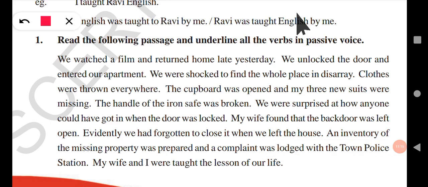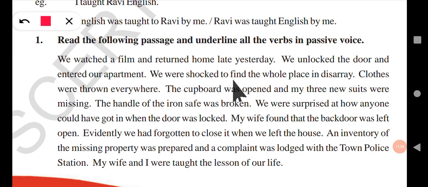See, look at this. We watched a film and returned home late yesterday. Watched the film, returned home. Sentence is in active voice. We unlocked the door and entered our apartment. Till here it is in active voice. We were shocked. This sentence is in passive voice.